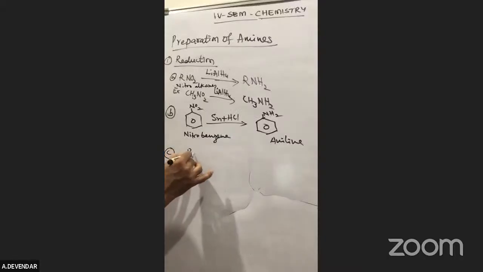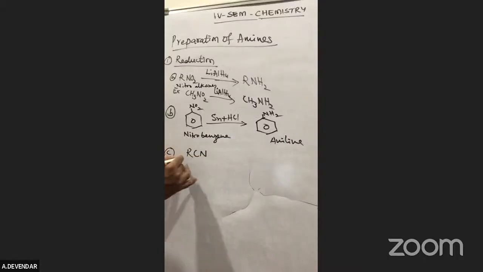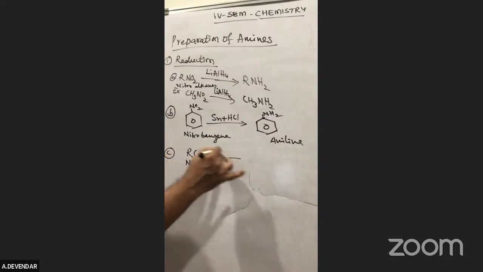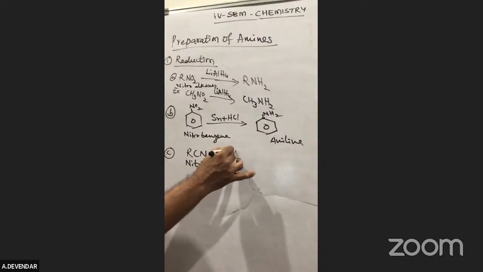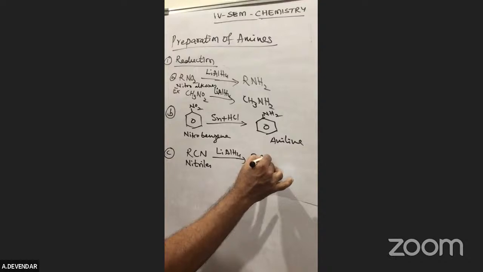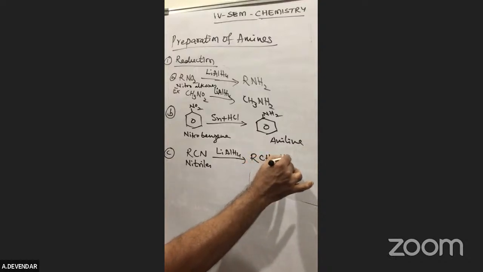This is prepared with the help of what is called an alkyl cyanide, commonly called a nitrile. Nitriles, in the presence of lithium aluminium hydride, give a primary amine, with the simple formula RCH2NH2.